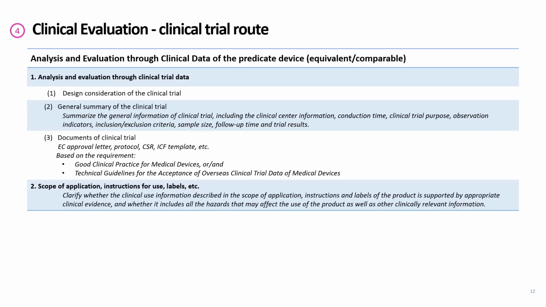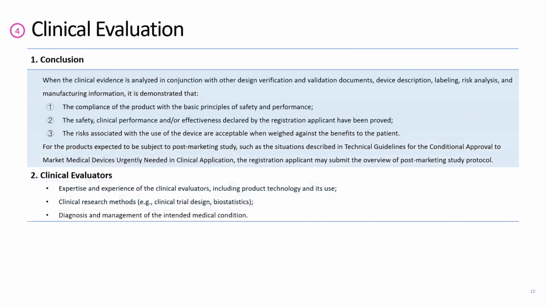After all this is mentioned, we can have a small conclusion: according to the non-clinical and clinical evidence, and also the post-marketing data, whether we have sufficient evidence to support the scope of application which we have claimed in the labels. After that, we need to summarize on the next page, to have a conclusion of our clinical evaluation report.